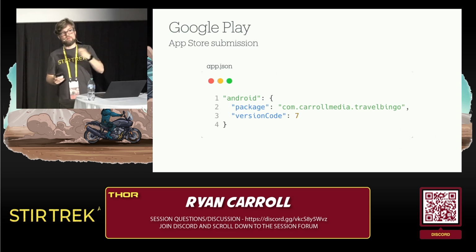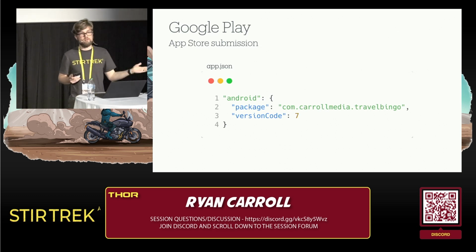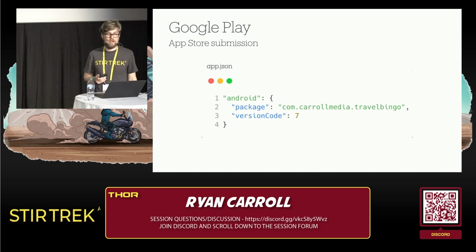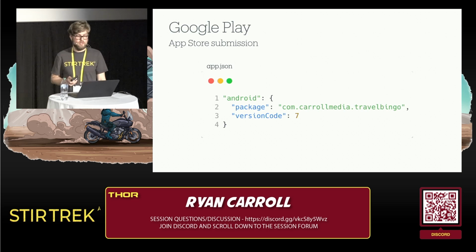Because if you submit the same version code twice, once you get to the upload process, it's going to throw you a weird error and be very unhappy. So you just need to make sure that you bump both of those versions when you're doing the Android stuff.